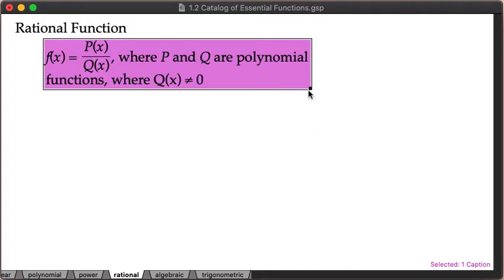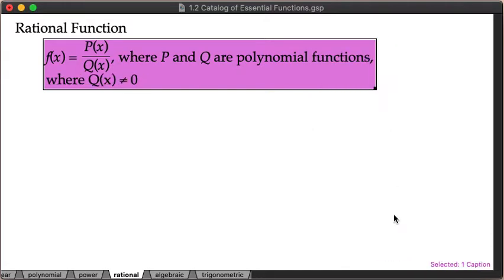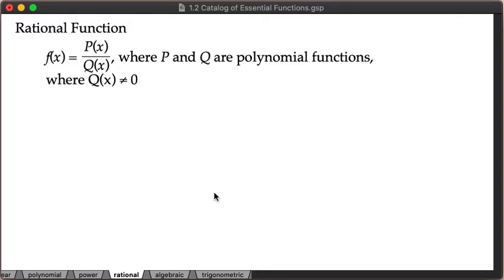Finding the actual places where q of x equals 0 often involves factoring, or using some other powerful math, like the quadratic formula or other tools. But it's important that we have this awareness that our domain is restricted to any place where the denominator is not 0.